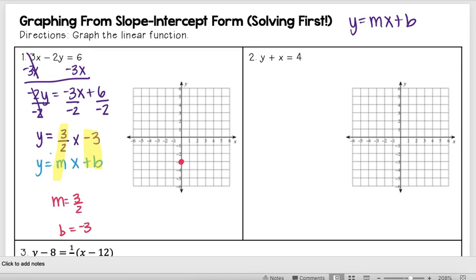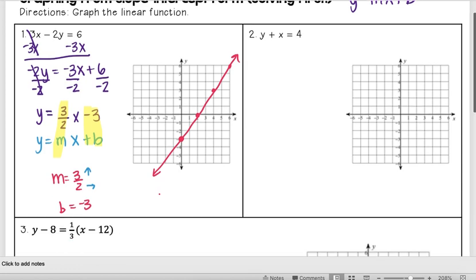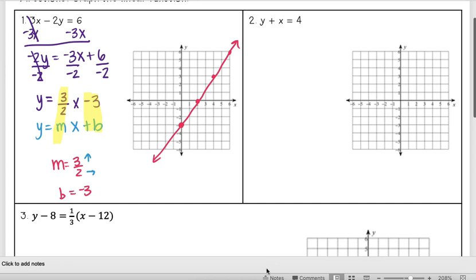And so, again, slope is rise over run. So I have a positive 3, so I'm going to go up 3. I have a positive 2, so I'm going to go to the right 2. So up 3, to the right 2. Up 3, to the right 2. And so I get my line from there. Okay, go ahead and pause the video, and I want you to try that next one.